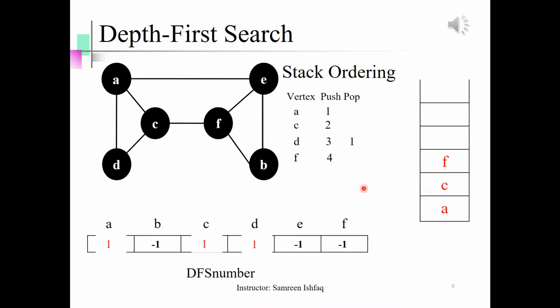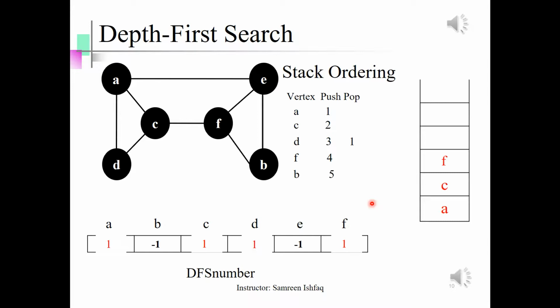Now after D we will check from C to F. Is there any edge from C to F? Yes, there is a direct edge and F is also an unvisited vertex. Now what we are going to do, we are going to push F onto the stack and we will mark F as a visited vertex.